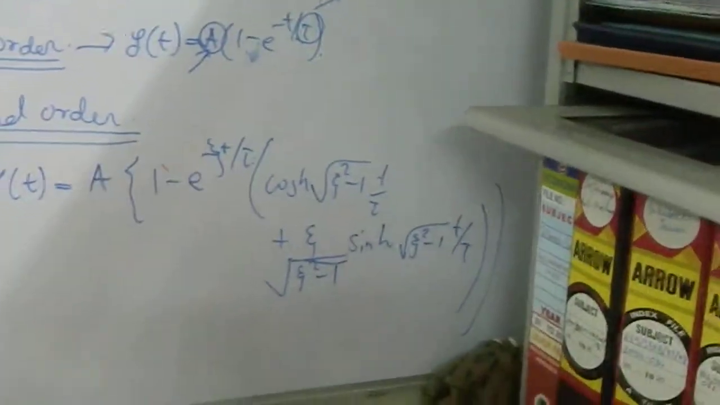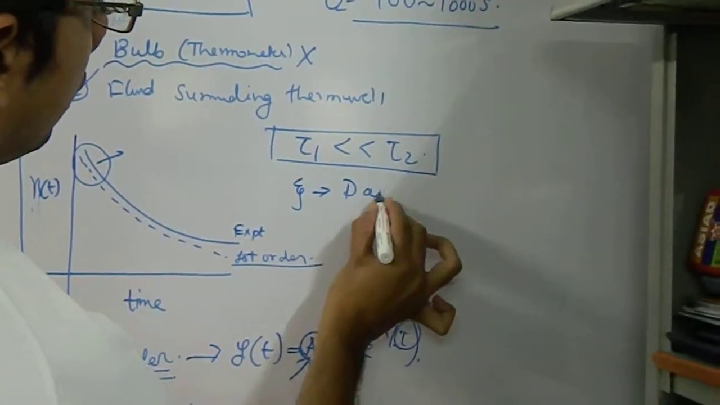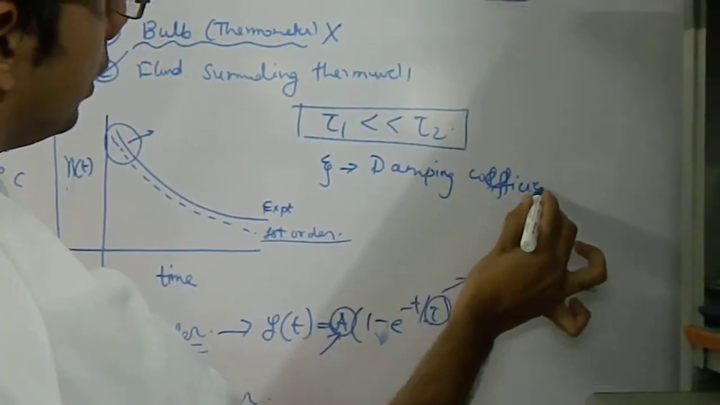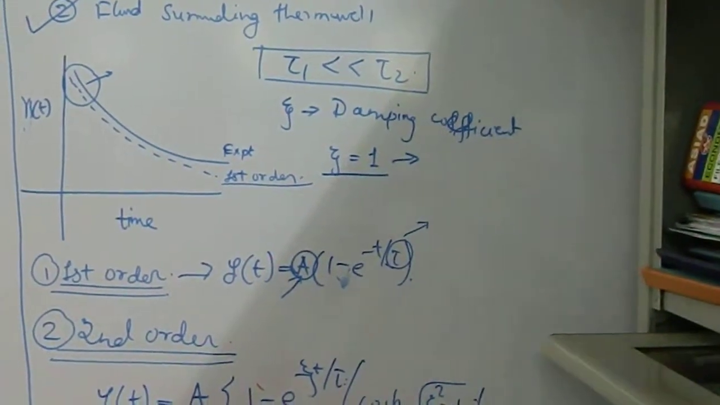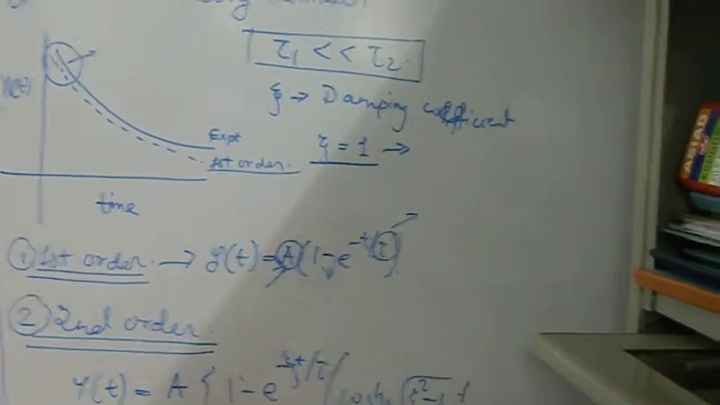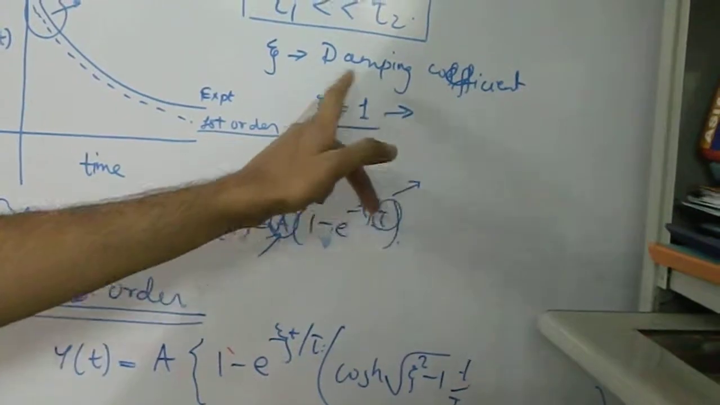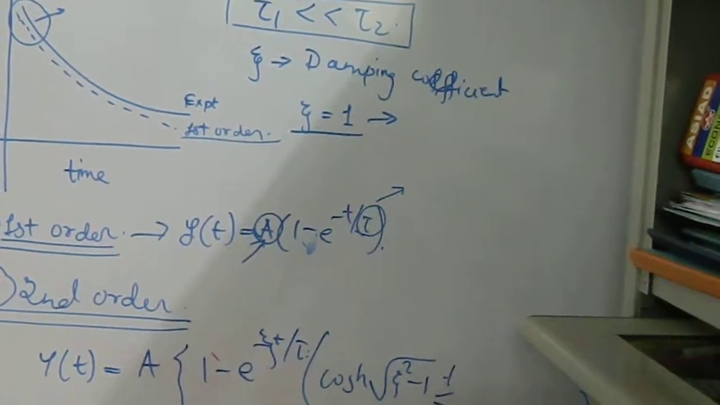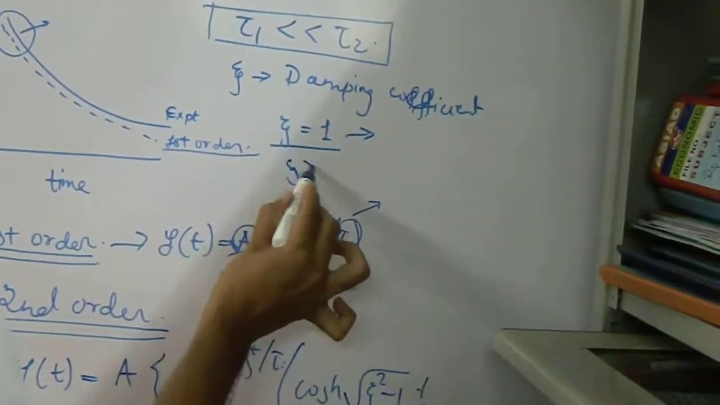So what is this epsilon? You will realize that epsilon is nothing but the damping coefficient. If you read your theory properly, you will realize that if epsilon is equal to 1, this becomes a critically damped system. An example of a critically damped system is the simple two-tank system, interacting or non-interacting. You will find that your value of epsilon is very close to 1. This is simply because the time constants tau 1 and tau 2 are very close for the two-tank system. Epsilon greater than 1 is the case of the overdamped system.